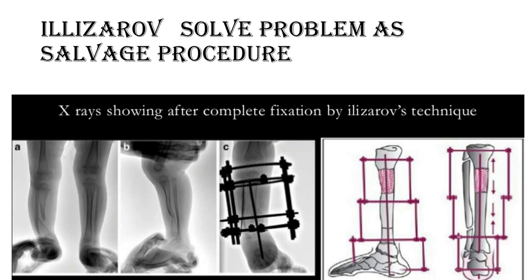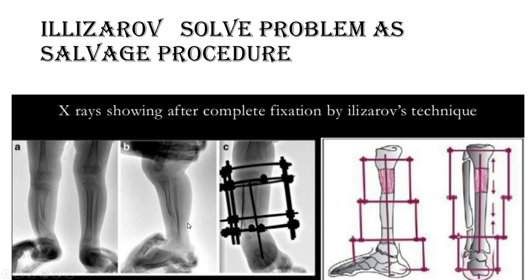But all deformity, all types of problems can be solved by Ilizarov. But there is a problem regarding the Ilizarov in case of pseudoarthrosis of the tibia. The age of that patient is generally 3 to 5 years when they present.